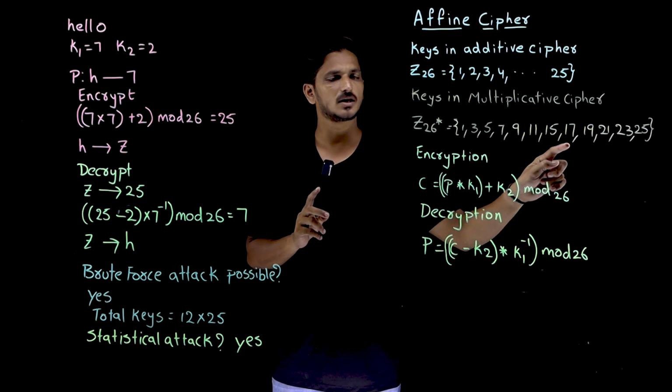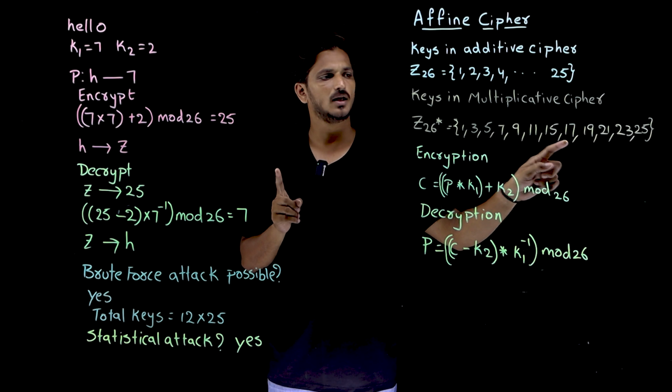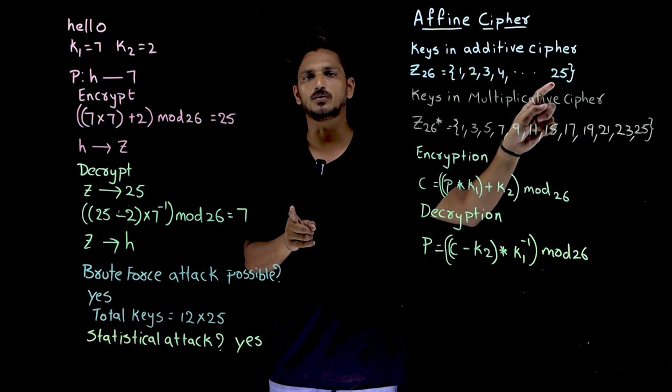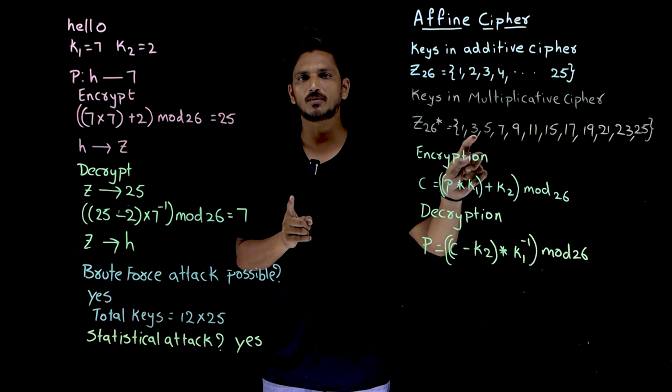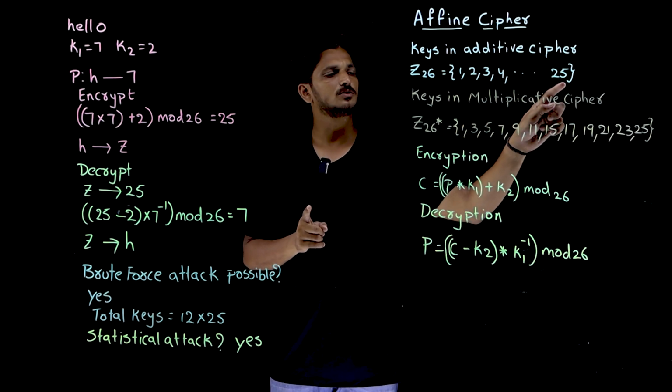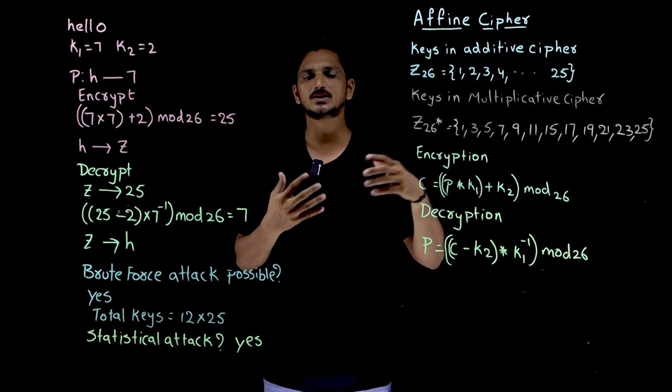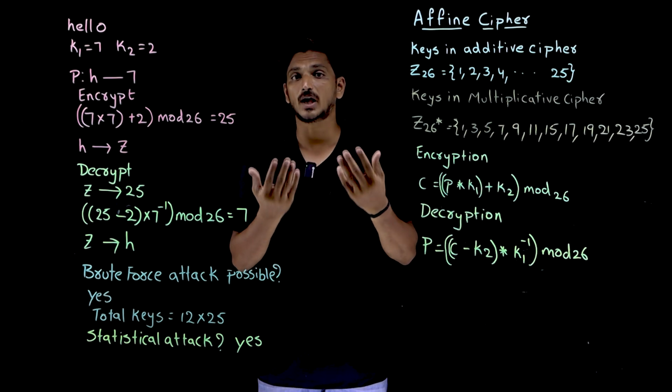How many possible keys are there for K1? 12. Take the first one, 1. Apply all possible keys in K2. Take the second key from K1. Apply all possible keys in K2. Take the third one. Apply all. This is how we go with a brute force attack.